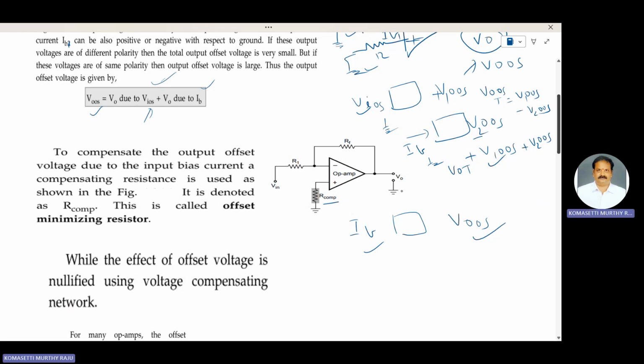This output offset voltage is undesirable. This output offset voltage is due to input bias current and input offset voltage.